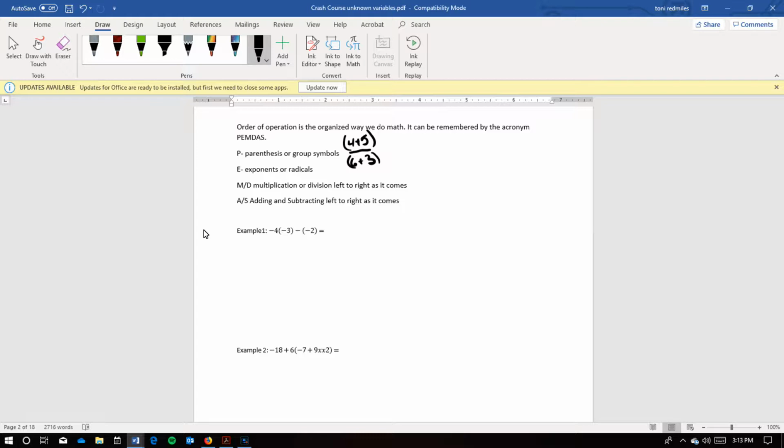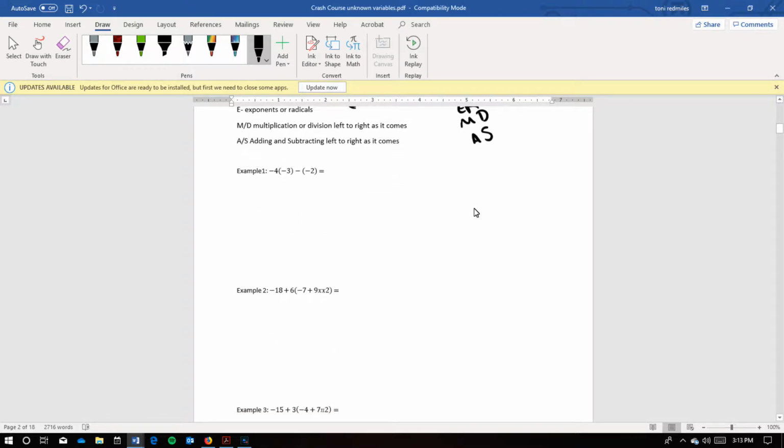Next is exponents, and I have my students in my classroom actually write ER. I'm waiting for somebody to come up with a new rhyme for me, but no one has yet. Because we can't forget about radicals as well, okay, when we do exponents. And then, of course, multiplication and division and adding and subtracting. So let's go ahead and do this.